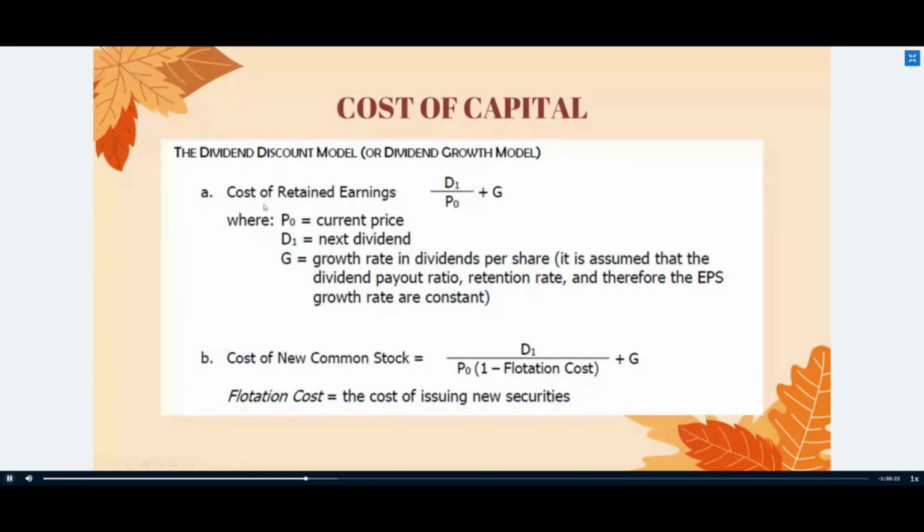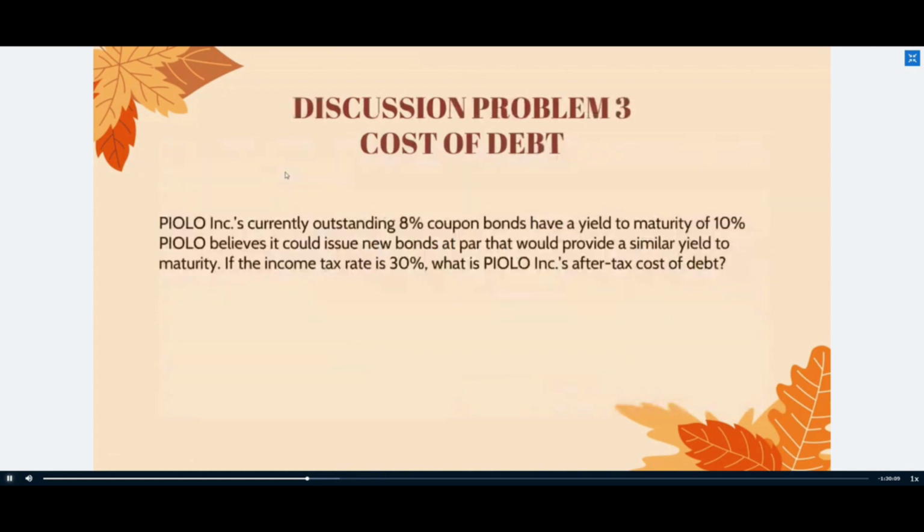O class, retained earnings is simply your accumulated profit. So, there's no issuance cost there. That's why there's no flotation cost involved. Para maintindihan yan, let's have problem number 3. Cost of debt muna tayo.